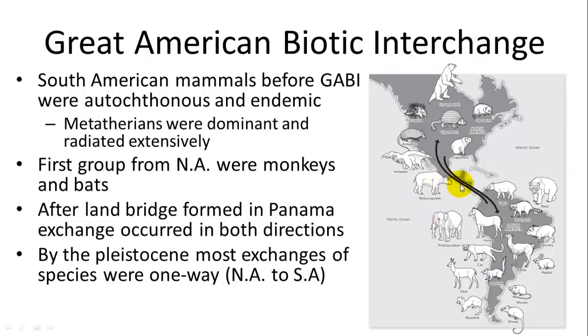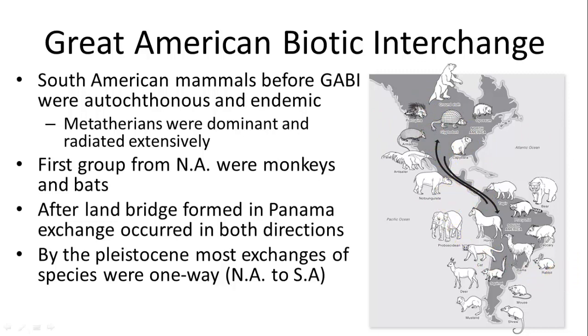But as North America and South America got closer, there was an exchange which occurred. So even before the land bridge corridor had formed, there was still interchange between them, and the first ones to come through were monkeys and bats. After the land bridge formed in Panama, the exchange occurred in both directions. So these were all the North American mammals that came south, and there were a bunch of South American mammals that came north as well. Many of them have since gone extinct.